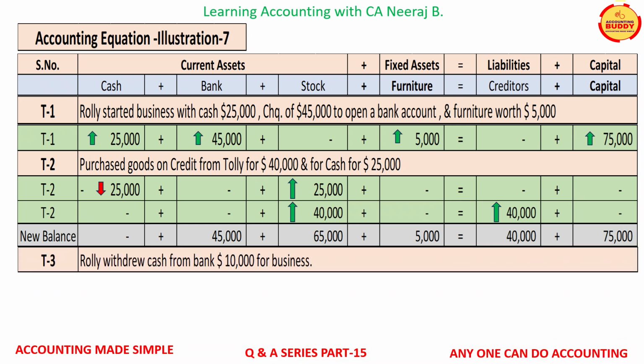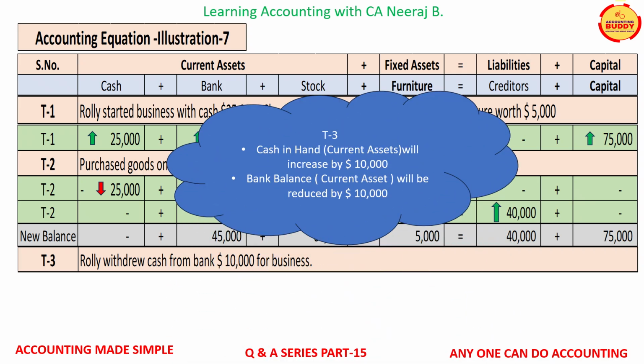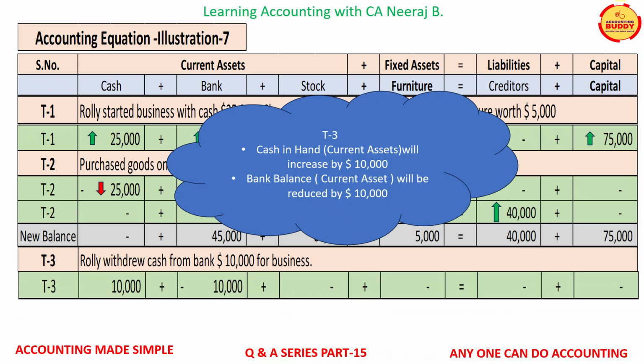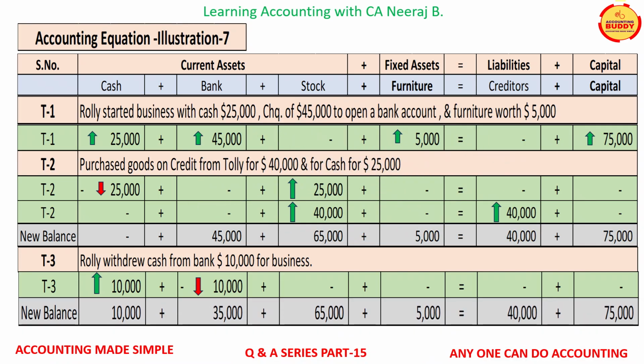The transaction T3 on your screens is Rolly withdrew $10,000 cash from bank for the business purpose. If we analyze this transaction, the two accounts which are getting affected are cash and bank balance. Since both cash and bank balance are asset accounts, the effect will only be on the left hand side of the accounting equation. Cash will increase by $10,000 and the bank balance will reduce by $10,000.